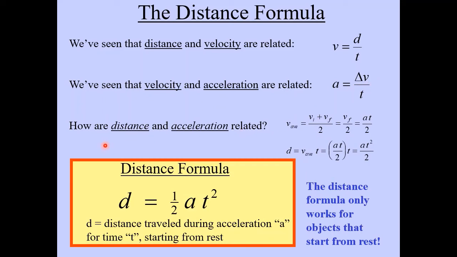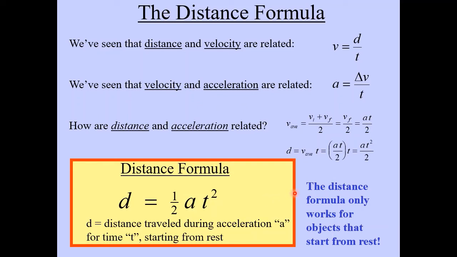The question is, how is the distance that something travels related to the acceleration of the object if it's speeding up? Well, in order to figure this out, we have to combine these two equations basically. I'm going to skip over the derivation here because we're just going to use the result, which is going to be useful. So the distance formula says that the distance traveled by an object that's accelerating when it starts from rest is equal to 1/2 a times t squared.